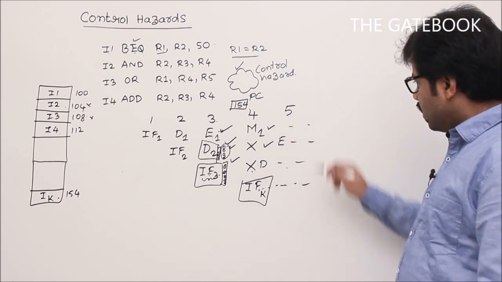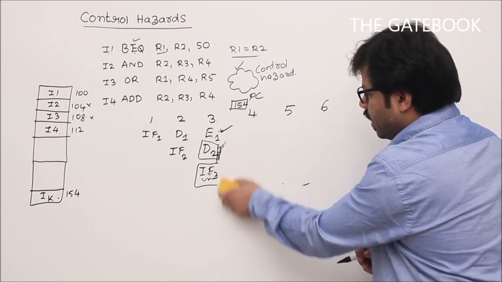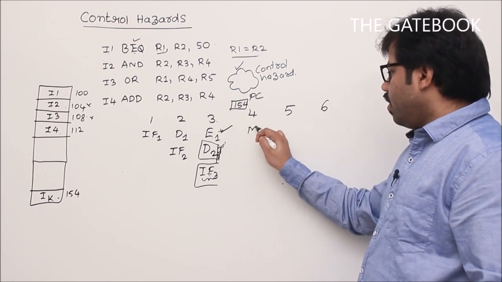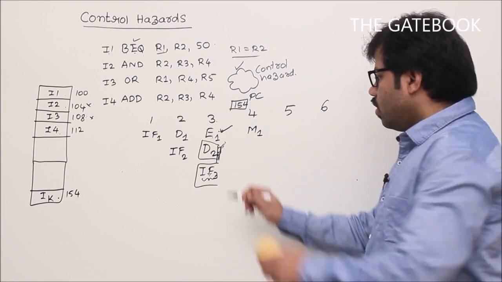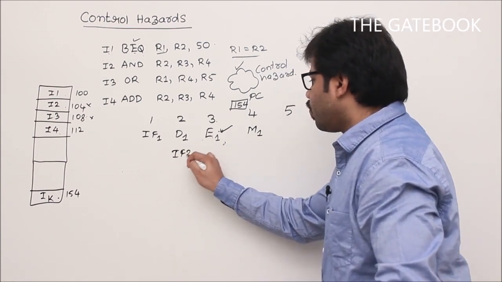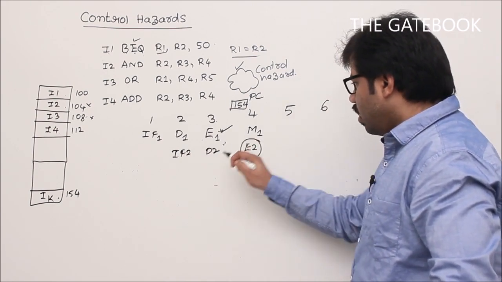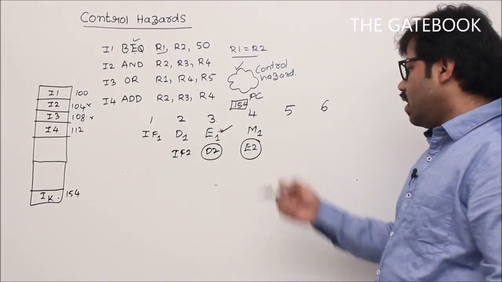Now we will see the 6th clock cycle also. Okay. Now let me show the 4th, 5th, 6th clock cycles. In the 4th clock cycle, what happens? The memory stage will happen for the first instruction. Yes, it is correct. Now here we'll see what happens. Instruction fetch 2, decode 2, execution 2, but since these are all nullified, there is no effect. Correct? Nothing will happen, there is no effect.